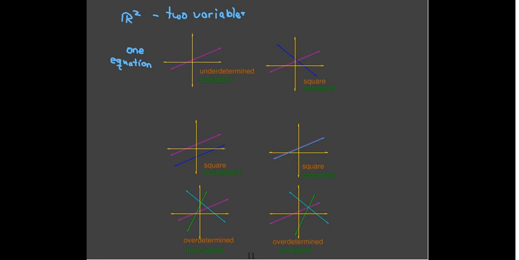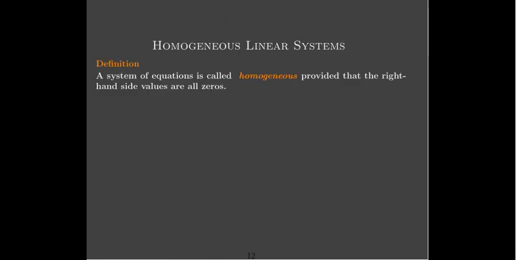And then in this case, I have three lines. That means I have three equations, only two variables. It's overdetermined. The lines don't meet in any single point, so it's inconsistent. And here I have three lines, so three equations, two variables. It's overdetermined. And they all meet at one point, so that is consistent. So we have inconsistent versus consistent. We have underdetermined, square, and overdetermined.